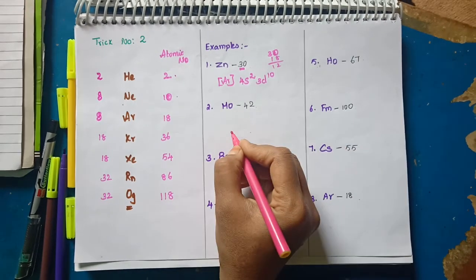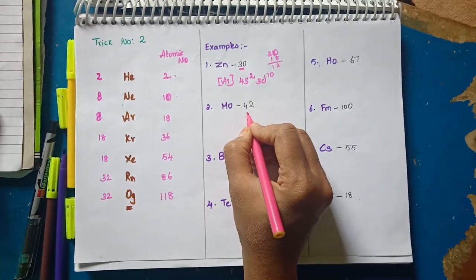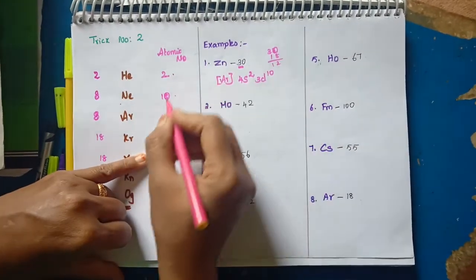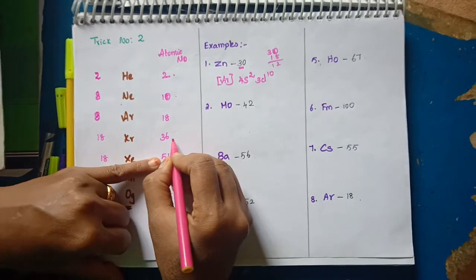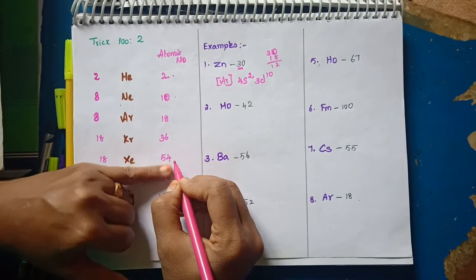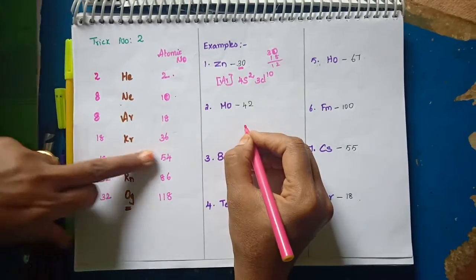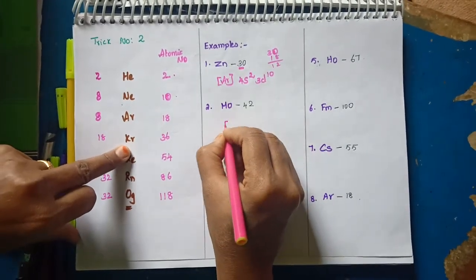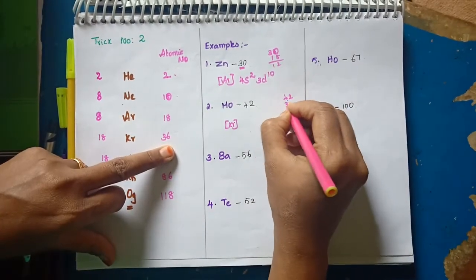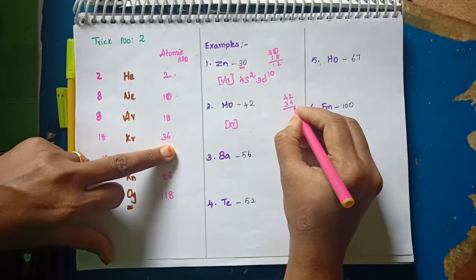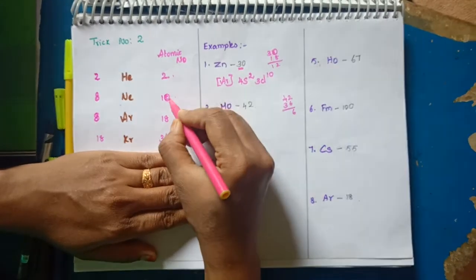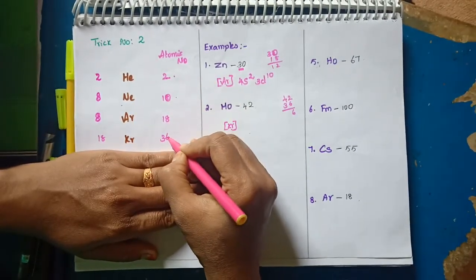Now we'll see the next example. The next one is molybdenum, 42. Okay, now we'll see the trick number 2. 42 is coming in between krypton and xenon. So we'll write krypton in the square bracket. 42 minus 36, the remaining is only 6. So how many principal quantum numbers are over? 1, 2, 3, 4. So 4 is over.